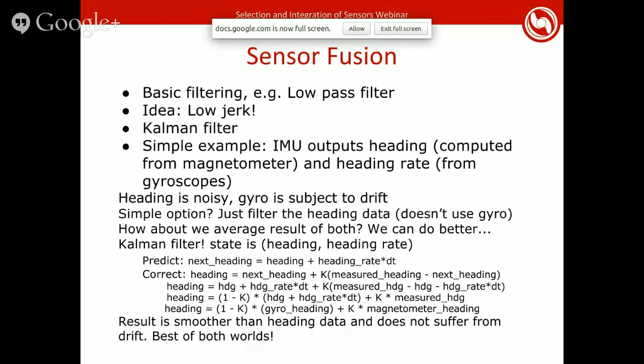More complex things you can do involve something called a Kalman filter, which is used extensively in these fields. So let me give you a simple example of how that works. You have an IMU that is not an AHRS. It doesn't do any fusion for you.